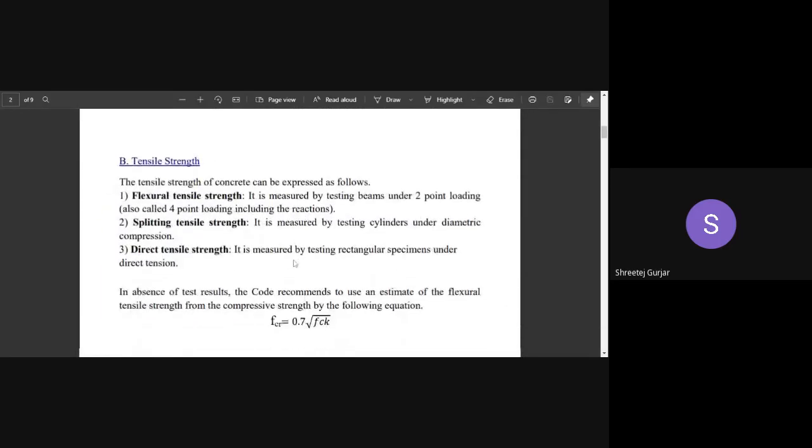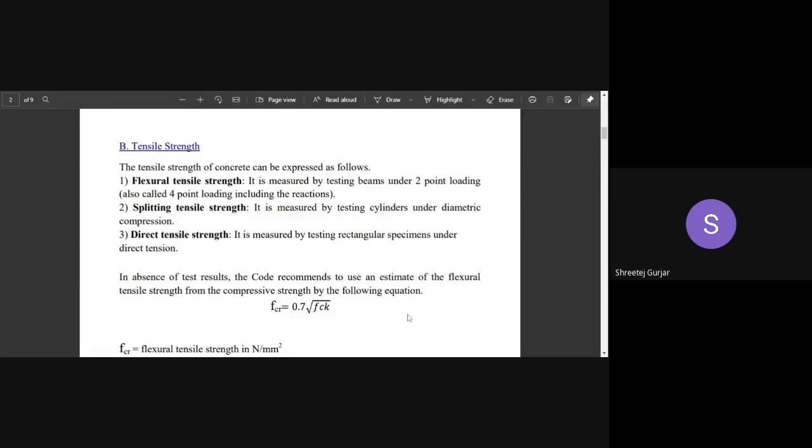Coming to the tensile strength of your concrete. You know the concrete is weak in tension, but still we need to account for the tensile strength of your concrete. So tensile strength of your concrete can be expressed in the following ways. You can see there are three methods of how you can find your tensile strength. Your first is your flexural tensile strength. How is it determined?